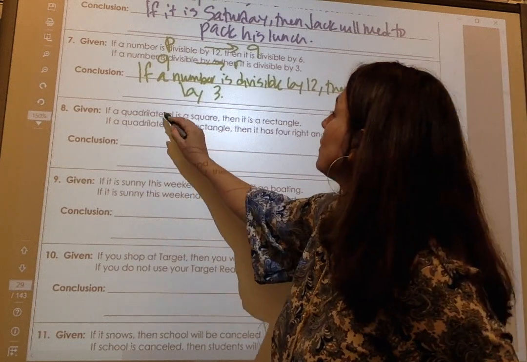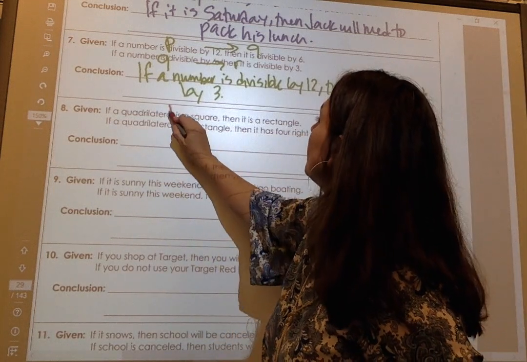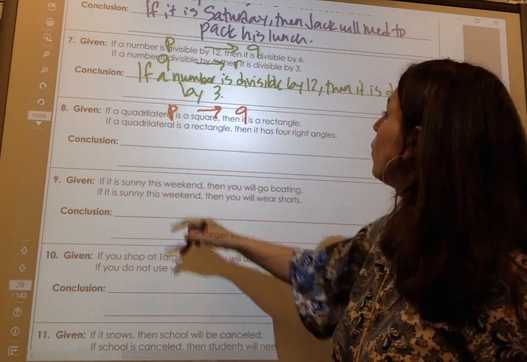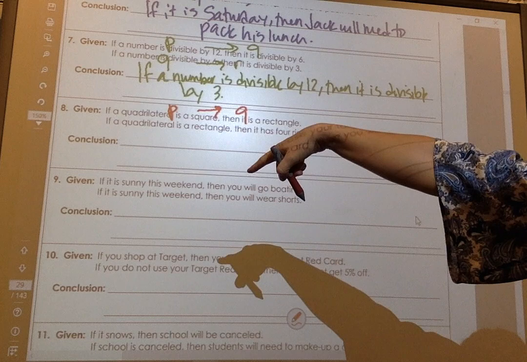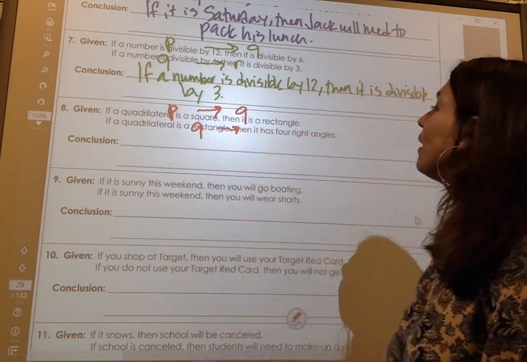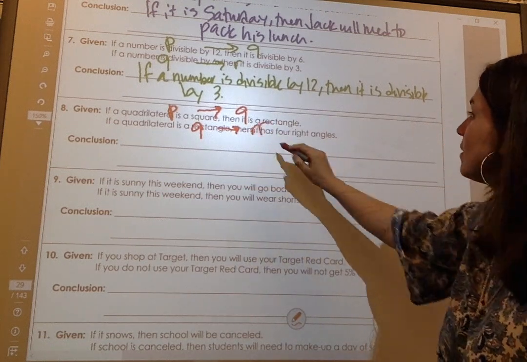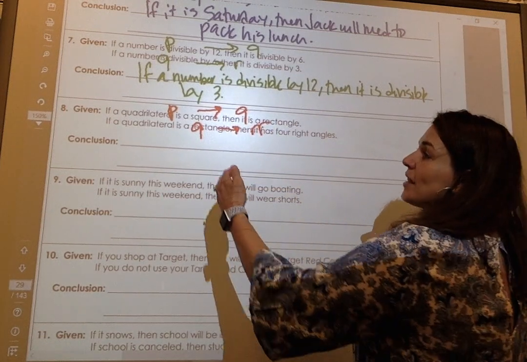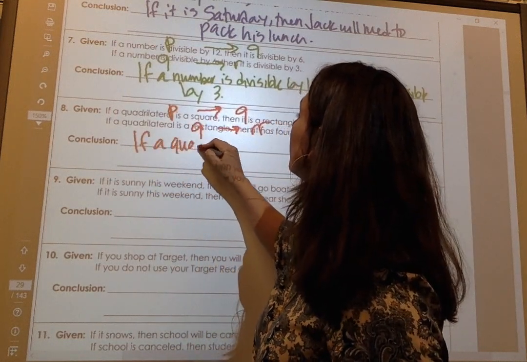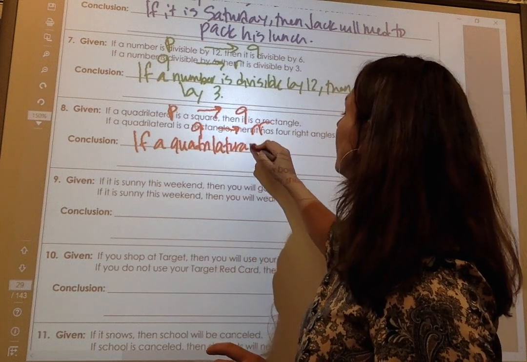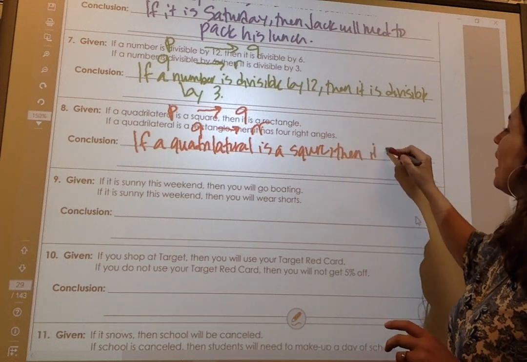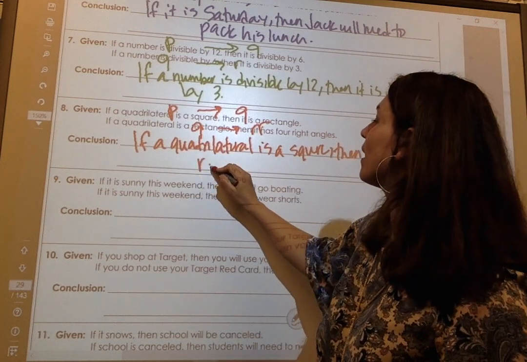If a quadrilateral is a square, that's my P statement, then it is a rectangle. That's my Q statement. If a quadrilateral is a rectangle, that is my Q statement, then it has 4 right angles. That's an R statement. So it matches that if P, then Q, if Q, then R. So now I can say if a quadrilateral is a square, then it has 4 right angles.